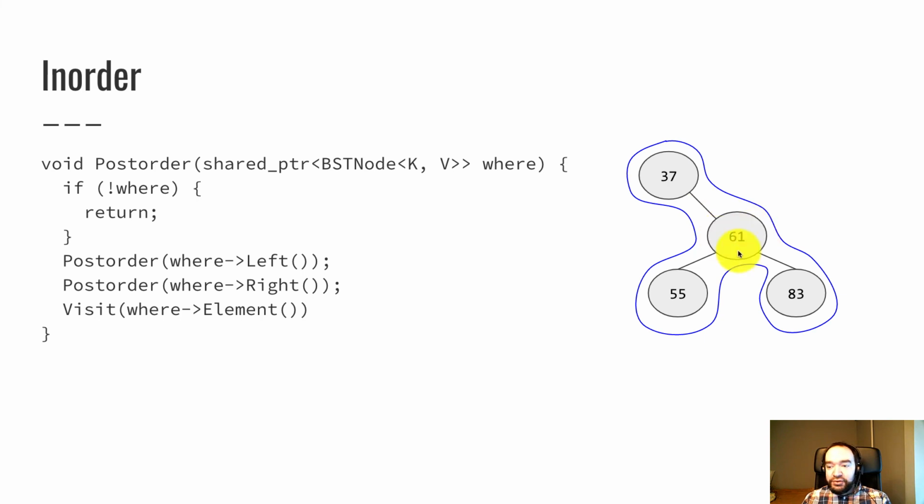Okay, so now we're doing postorder of 61. First 55 gets visited. Then 83 gets visited. It's these two lines of code on the 61 where. Then 61 gets visited, and we return from the postorder of 61. Then we're down on this line of code for 37, and we do the visit of 37. So the order of the visits would be 55, then 83, then 61, then 37. And that's what we get if we follow the Euler tour. We're visiting on the right side, so it would be 55, then 83, then 61, then 37.